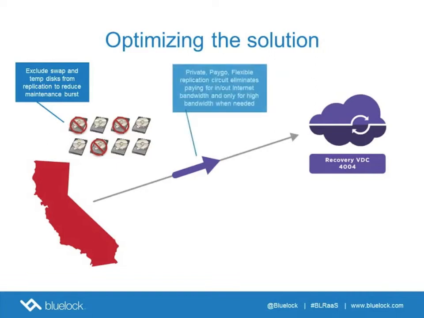The other thing that was added is the ability to do a private pay-go type of replication circuit. So a new type of circuit that allows the client to pay for what they use as they use it for the bandwidth, and be very bursty with that type of bandwidth. It's a very flexible solution.